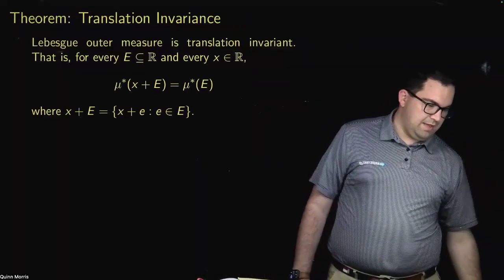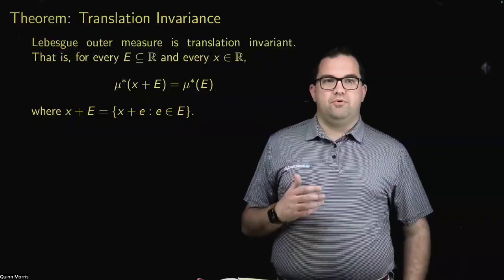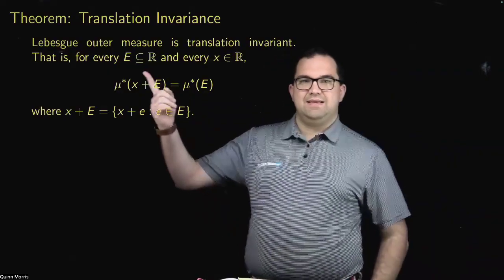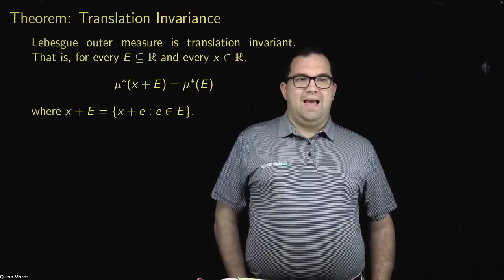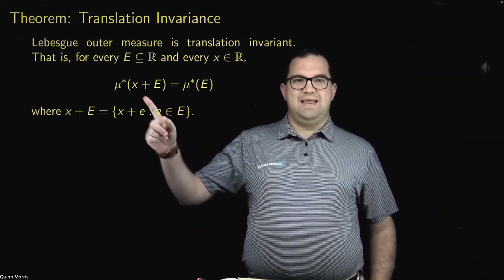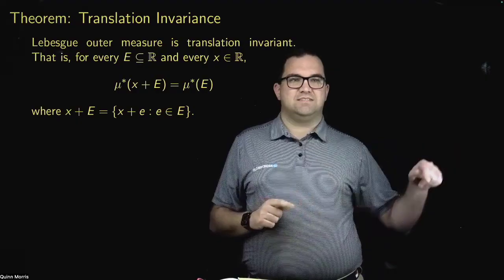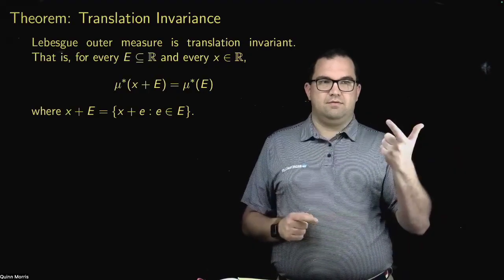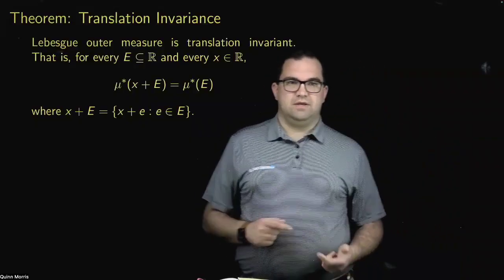All right, the second theorem that we want to prove, right, going back to that wish list, is about translation invariance. Okay, so we're really proving that the outer measure is what we would call translation invariant. What that means is if I take any set E in R and take a real number x, then the outer measure of the set x plus E, the set x plus E is just take all the things in E and add x to them. So you can think of this geometrically as you have some set in R, you're just shifting it by x units, right? If x is positive, you're shifting it to the right. If x is negative, you're shifting it to the left.